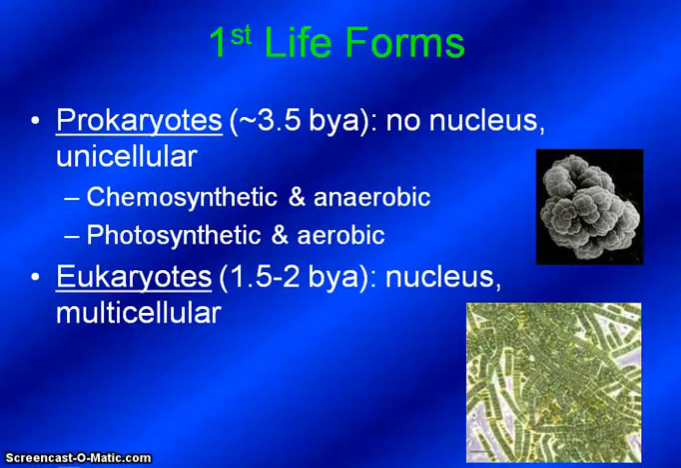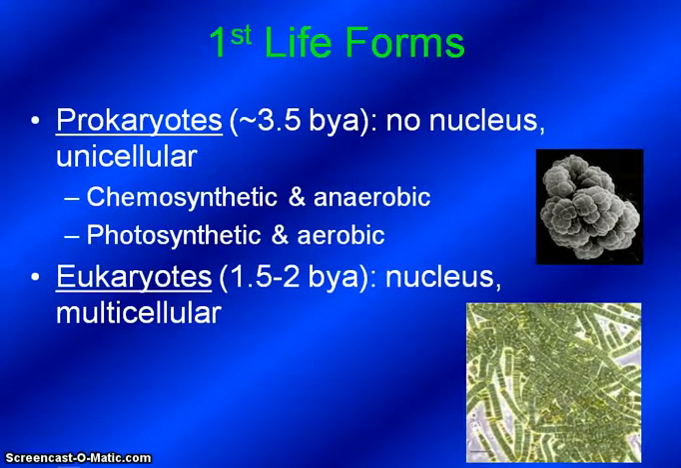Some of the first life forms that there's been evidence found of were prokaryotes, which are about 3.5 billion years old. Prokaryotes, if you recall, do not have a nucleus. They're unicellular. And the first ones must have been chemosynthetic and anaerobic. Anaerobic meaning that there was not oxygen available for them, and chemosynthetic meaning that they process their own foods from some of the inorganic chemicals that were present then.